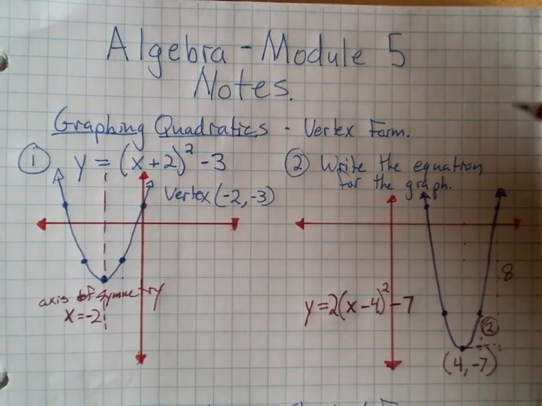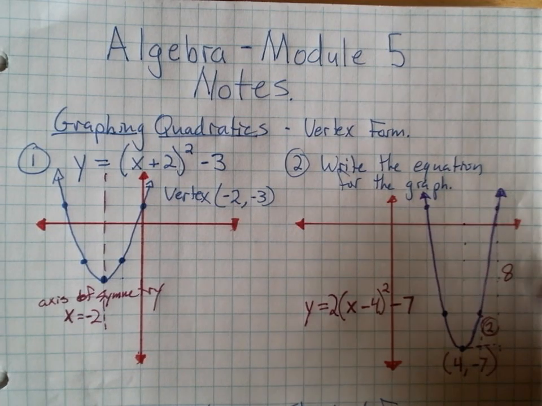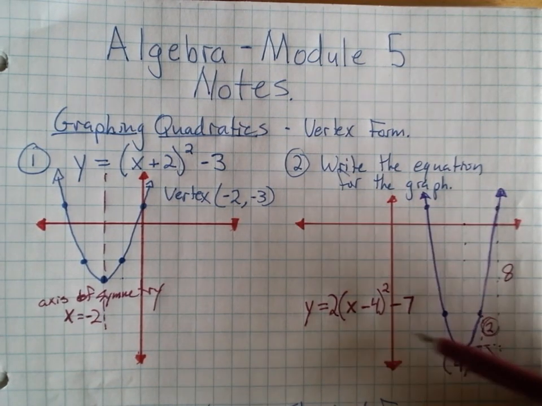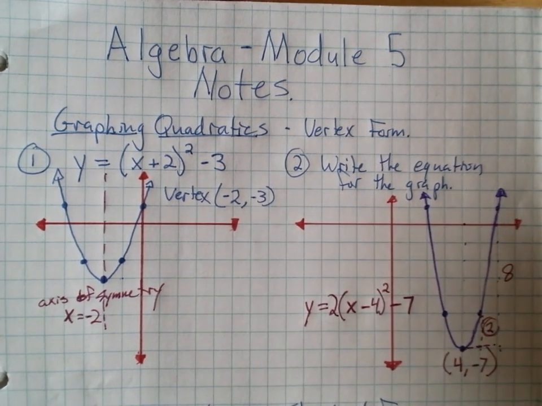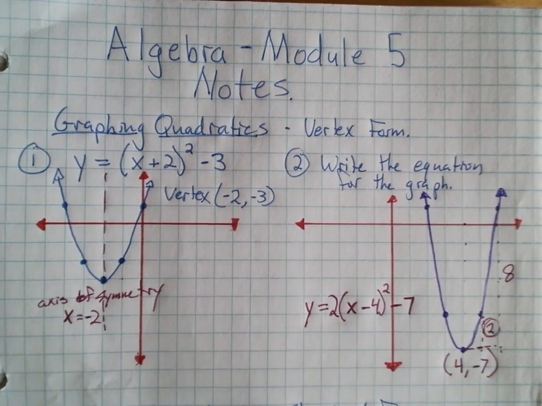So now if we talk about the axis of symmetry, the axis of symmetry would be at x equals 4. We have our vertex, we have our equation, we've established all that we need, all right? So that's just that quick review of vertex form.